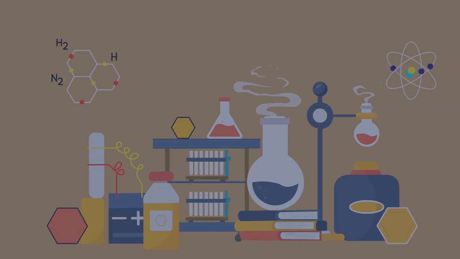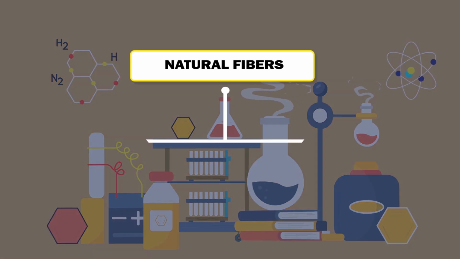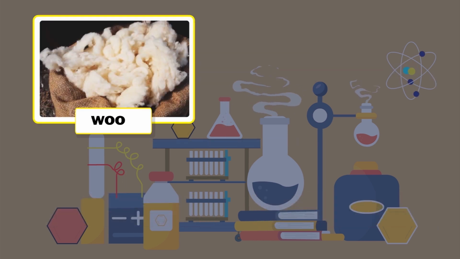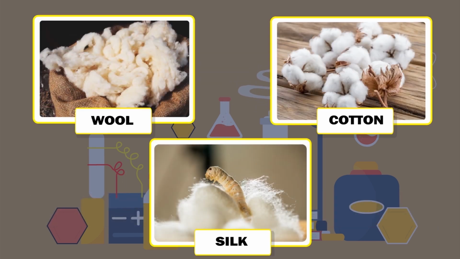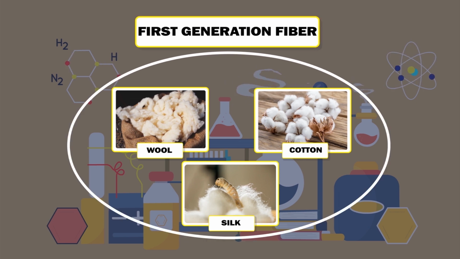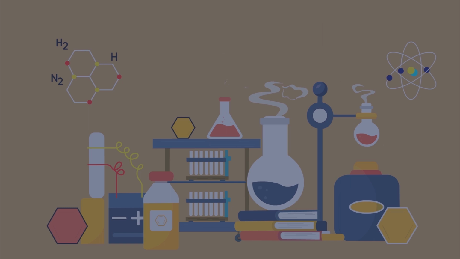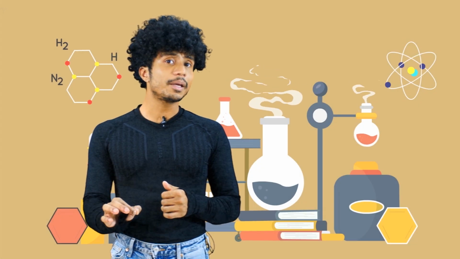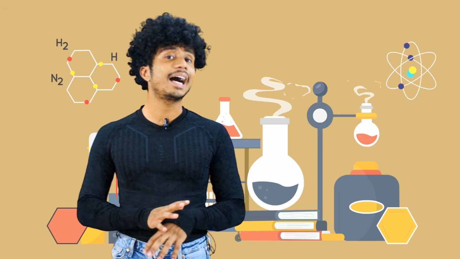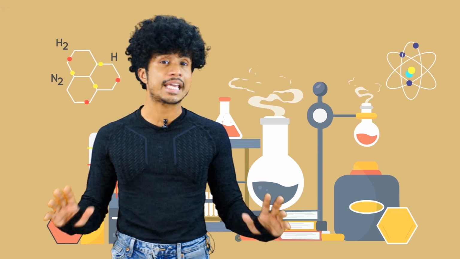Natural fibers were the first to be produced. All the fibers that were made from plants and animals like wool, cotton and silk can be categorized into one group, and this group was called first generation fiber. We used first generation fibers up until 1940, and these need to be handled with extreme care.